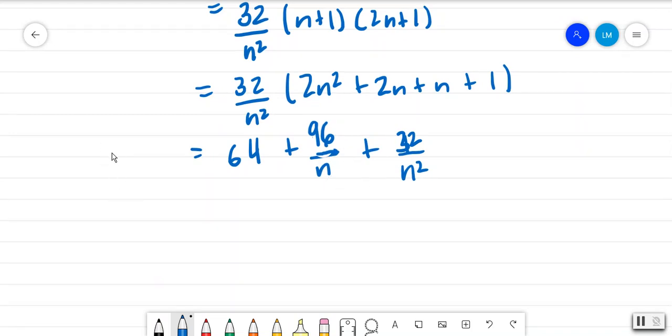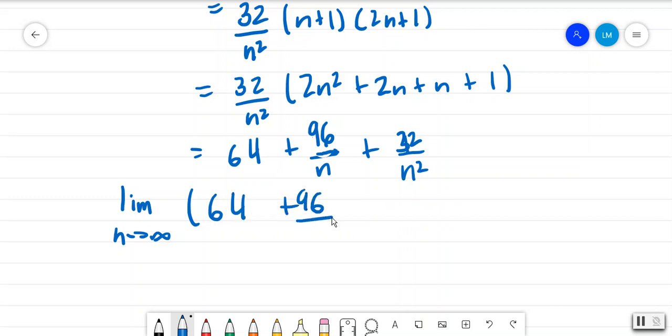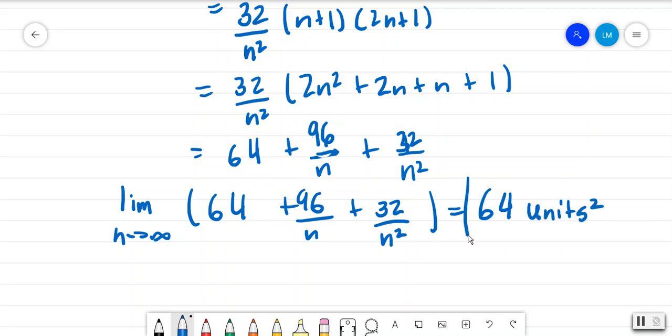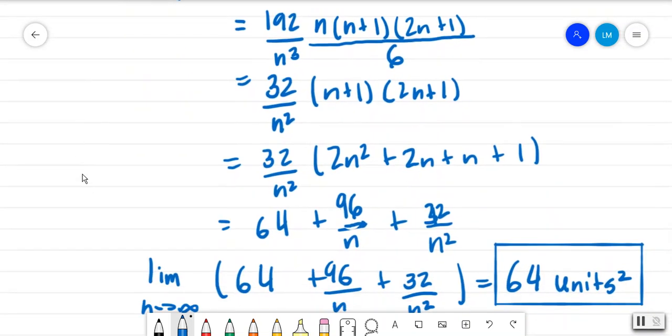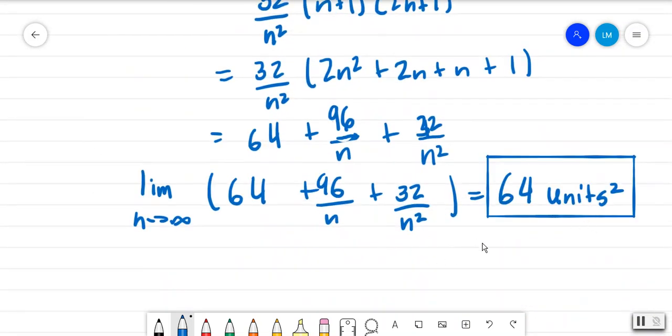Now, notice that basically we're saying that if we take the limit as n approaches infinity of 64 plus 96 divided by n plus 32 over n squared, this is going to equal 64. But this is going to be 64 units squared. So that's it, 64 units squared. So this whole process basically showed me how to find the definite integral for this.